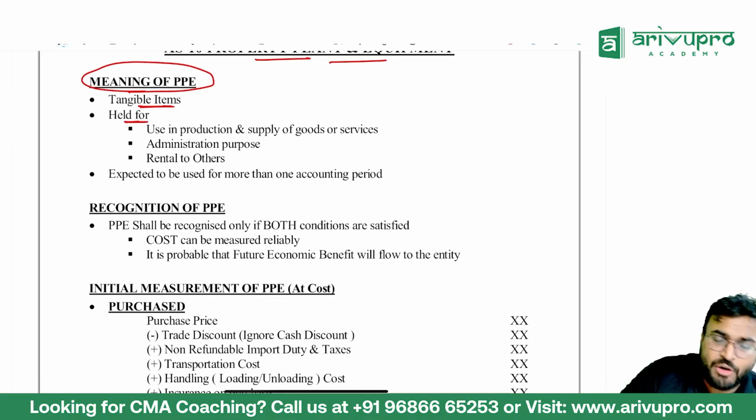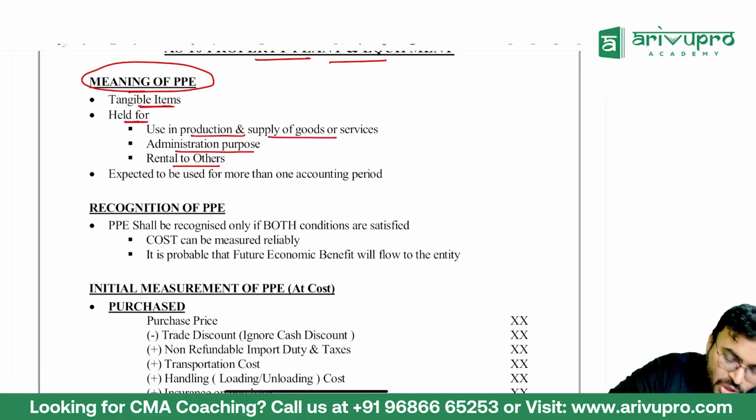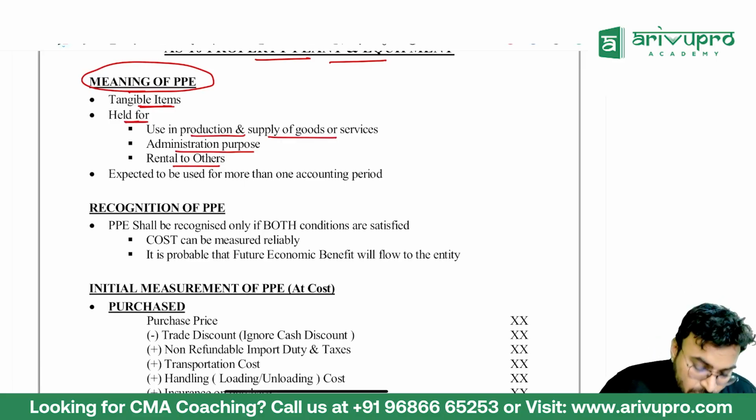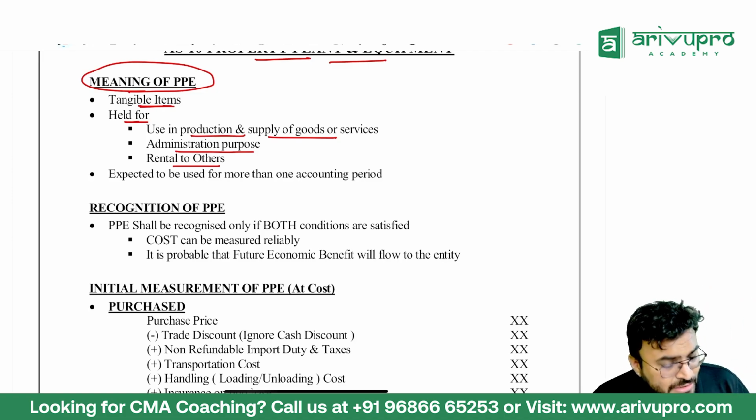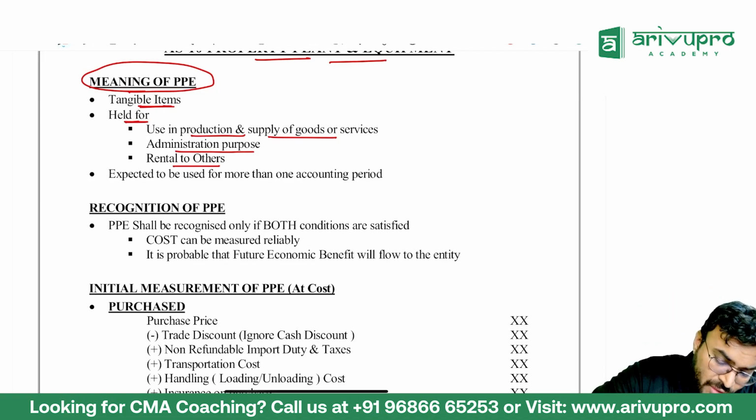Okay, held for use in production and supply of goods or services, administration purpose or rental to others. So PPE should be tangible items which are used in production and supply of goods or services. That means what? Imagine that I have one machinery.